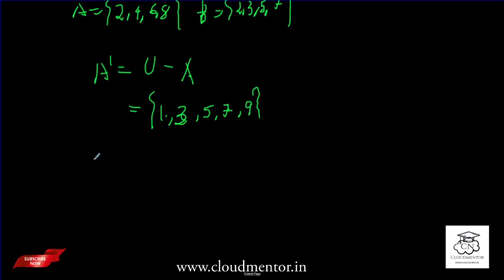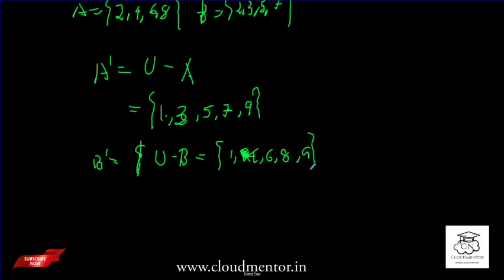And now B complement will be equal to U minus B, that will be equal to 1, 4, 6, 8 and 9. That is the B complement.